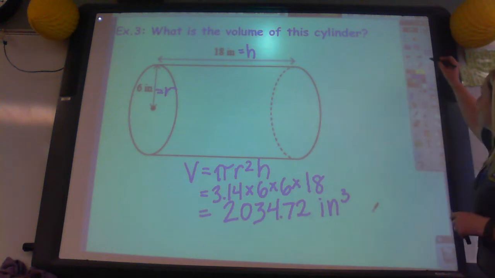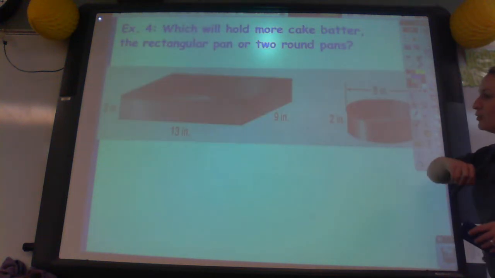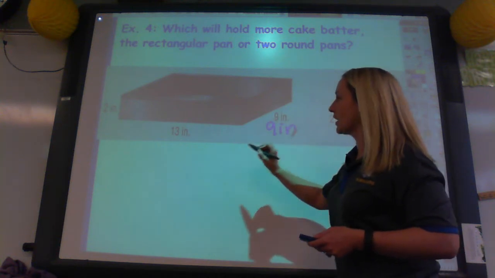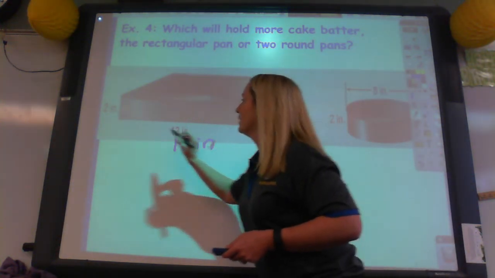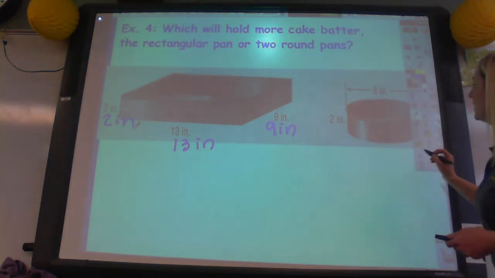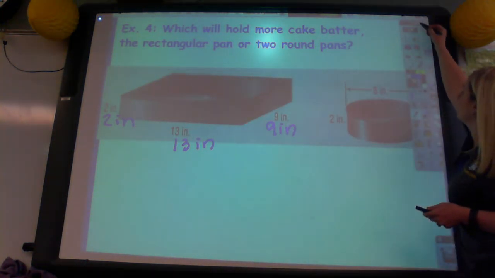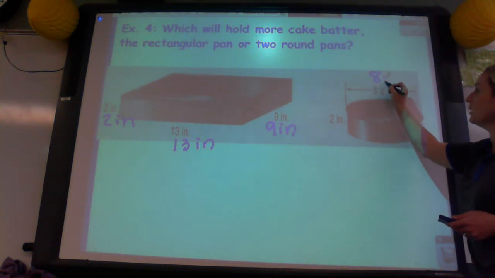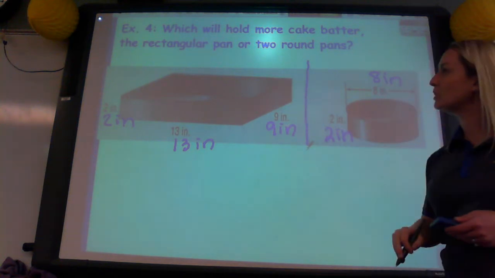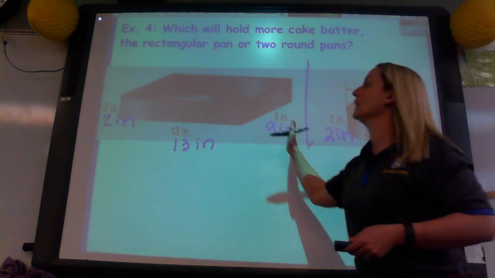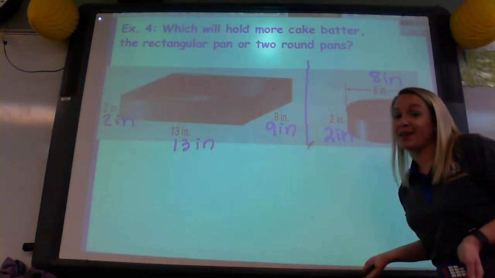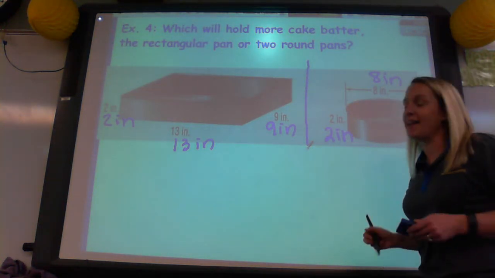All right, one more example. Not too bad. Not sure if you can read the numbers, so I'm going to write them bigger. We've got a cake pan that has length, width, and height given, or base, width, and height. And we've got a cylindrical cake pan that has a diameter of 8 inches and a height of 2 inches. The question is asking which one is going to hold more, this pan or 2 circular cake pans. I don't really care what shape you make it in. Let's just eat cake, you know?